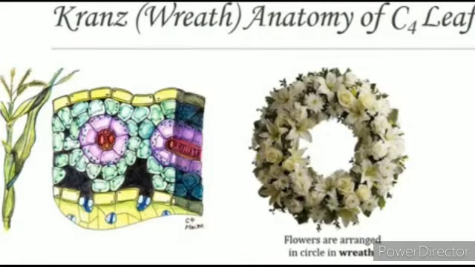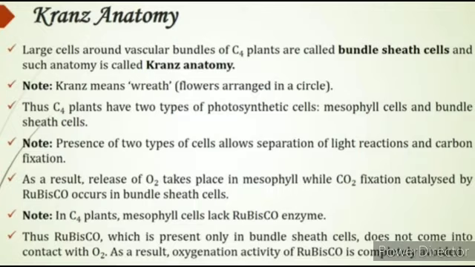What is Kranz anatomy? Large cells around vascular bundles of C4 plants are called bundle sheath cells. Such anatomy is called Kranz anatomy. It means wreath, flowers arranged in a circle. The C4 plants have two types of photosynthetic cells, mesophyll cells and bundle sheath cells.